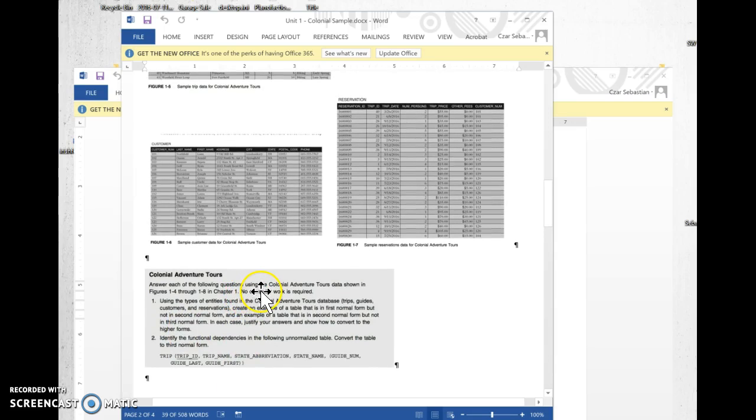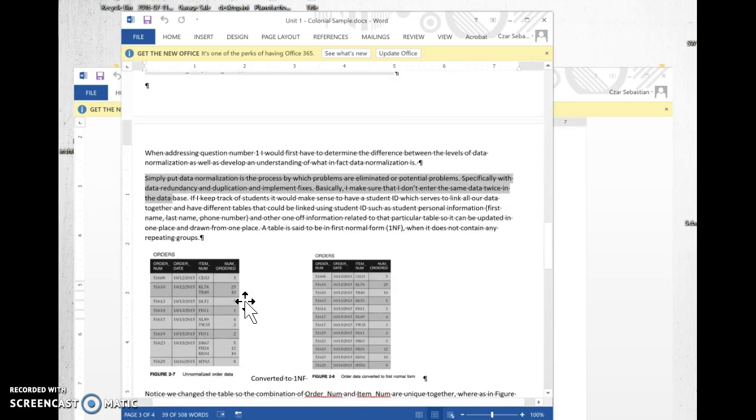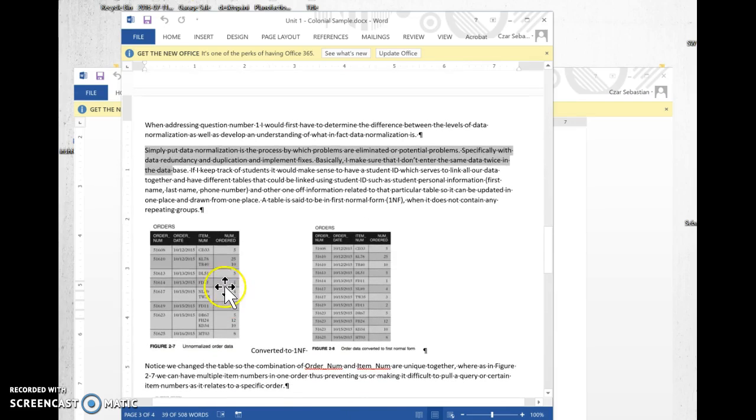Now, this involves a bit of precognition because you're trying to determine or think about, okay, what tables would be only normalized in the first normal form? What would be in the second normal form? And in order to go about doing this, you really have to understand what the first normal form is.